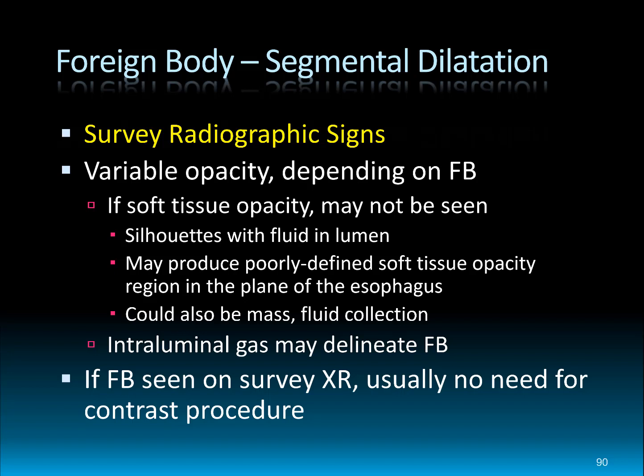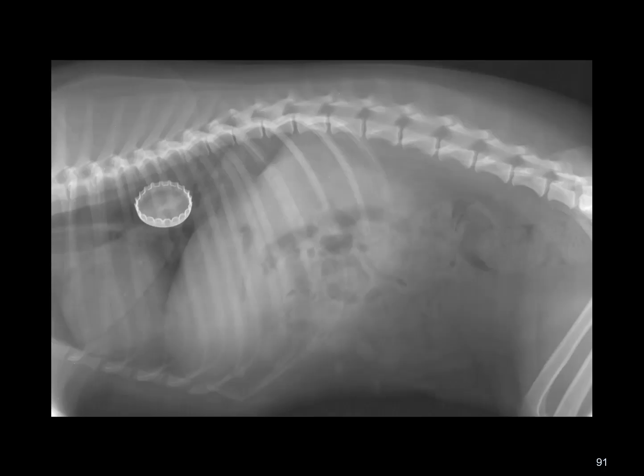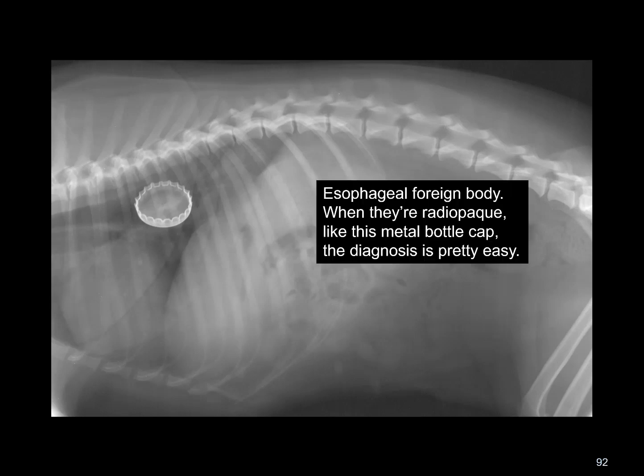If you see a foreign object on survey radiographs, you really don't need to go any further with your diagnostics. You can go deal with the object itself. You don't need to do fluoroscopy. You don't need to do an esophagram. So this is one that would be pretty straightforward. I see gas in the esophagus here. There's focal or segmental dilation of the esophagus, and then there's a metallic bottle cap lodged squarely in the esophagus. So that's a pretty straightforward diagnosis. We don't need to go any further.